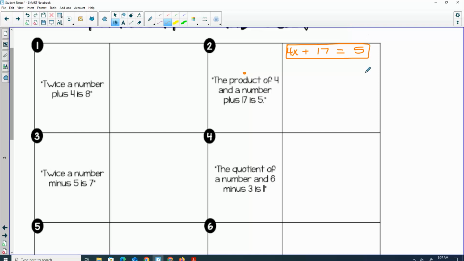So if I wanted you to solve for x, what would we do? Subtract 17. 4x equals negative 12. Divide by 4, and x is negative 3.